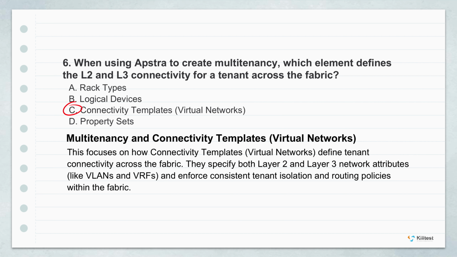Got it. These are the things that bundle up all the necessary L2 and L3 details. So you define your VLANs, your virtual routing instances, or VRFs, any specific routing policies, maybe BGP peering details for that tenant, all encapsulated in one template. So you define tenant A network once. And then you apply that connectivity template across all the relevant switches or interfaces in your fabric blueprint where tenant A needs service.